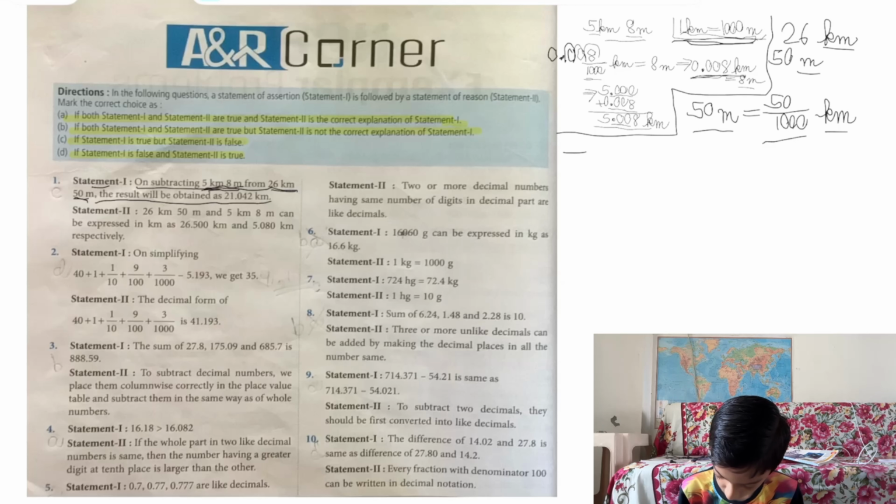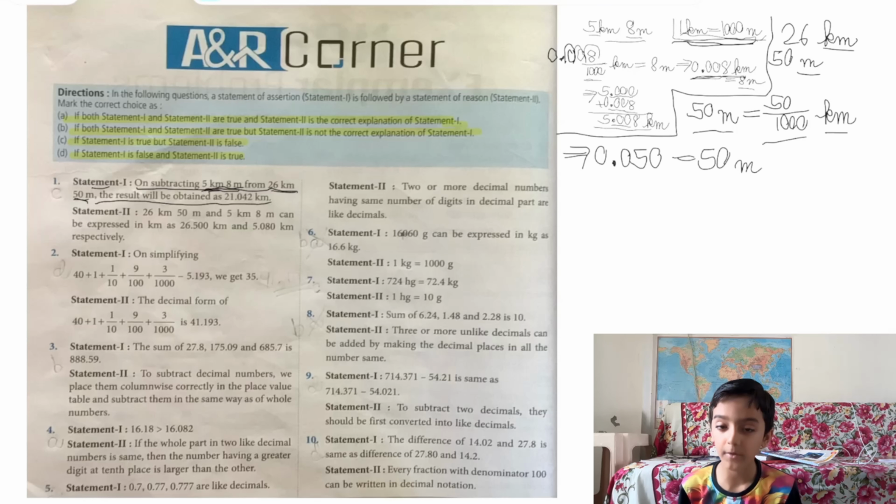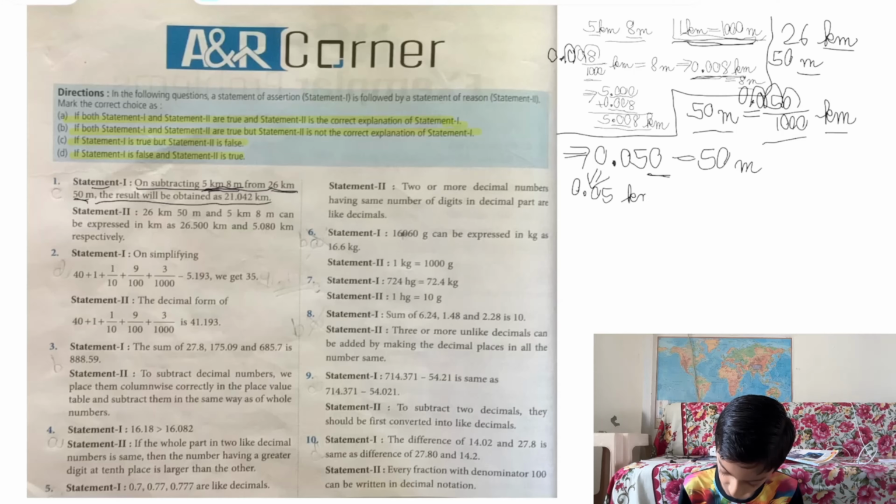Now 50 by 1000 can be rewritten, because in the denominator there is 1000 and in 1000 there are 3 zeros. So in the numerator we will shift the point 3 places to the left. So here first place, second place and third place. So here put 0, here the point, and here 0 optional. So I can write 50 by 1000 as 0.050. And 0.050 can also be rewritten as 0.05, because a 0 at the end of the decimal does not matter. So 0.05 kilometer is equal to 50 meter.